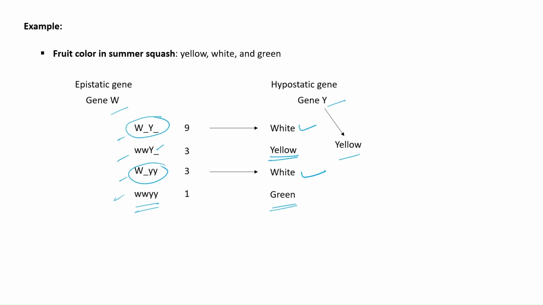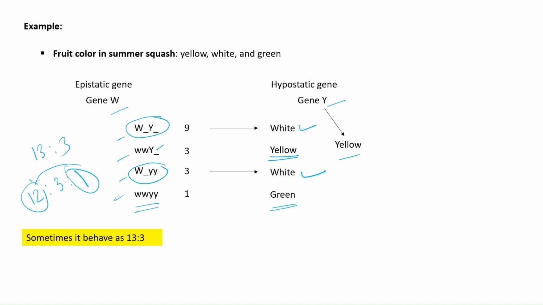Clear? Now, sometimes we observe that this ratio changes to 13:3. 13:3 means we already have 12:3:1, so with this 12, this 1 sometimes adds up. Why so? Because here if you see, 9 is white, 3 is white, and if, because of this recessiveness, they cannot express any color, they will obviously remain white. So in that condition, this one will also add up with 12. So in that condition, we will get 13:3 instead of 12:3:1. But both are for dominant epistasis.